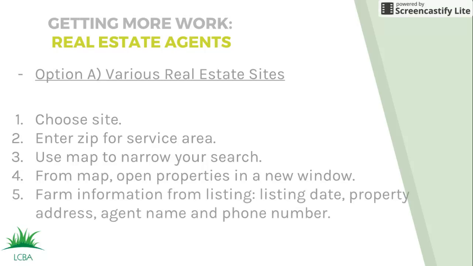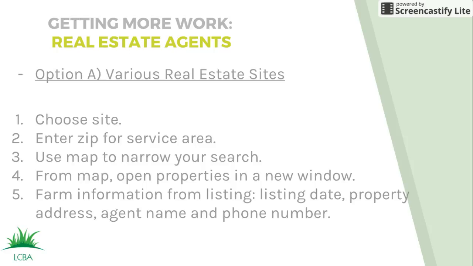So you open up however many houses you want to take a look at, and then we go into step 5. From those new windows, you're going to farm some information from the listing. Now, what personally I think is the most important, and there's no right or wrong if you think something is less or more important, but what I like to get is the listing date, the property address, the agent name, and phone number. To me, these are kind of the critical things that you have to know.